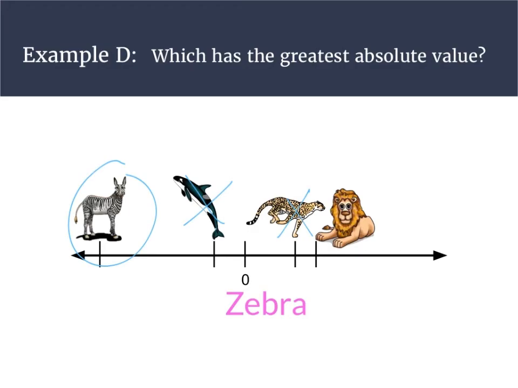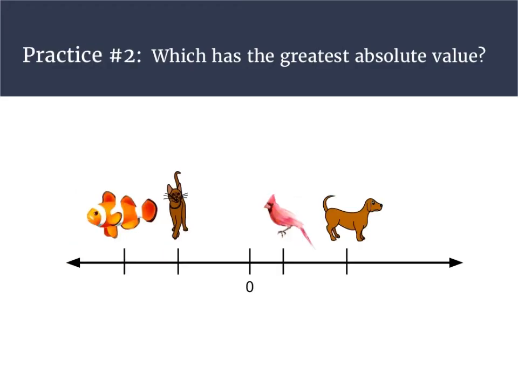Let's go ahead and try another practice problem. Here we are at practice number 2, and it says which has the greatest absolute value. So again, you've got a number line with 4 different animals on there. I want you to try this one on your own. You're going to go ahead and press pause on the video now, complete the problem on your own, then press play again to see if you are right.